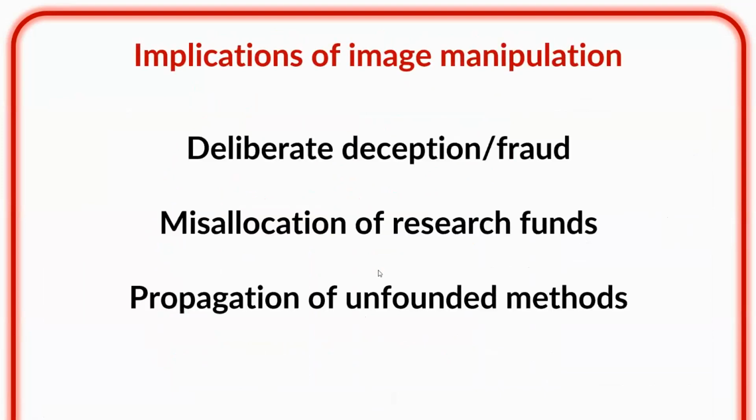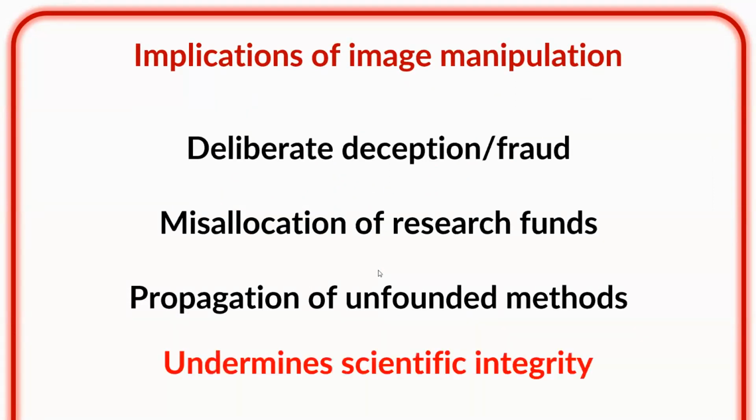So what are the implications of image manipulation? Firstly, it is deliberate deception and fraud, misallocation of research funds, and propagation of unfounded methods. But the most critical drawback of image manipulation, I believe, is that it hurts scientific integrity. It basically undermines all the purpose behind whatever research is committed and is involved inside the forgery. But not all is gloomy. We can actually detect a lot of these forgeries. So let's talk about the detection of these forgeries.